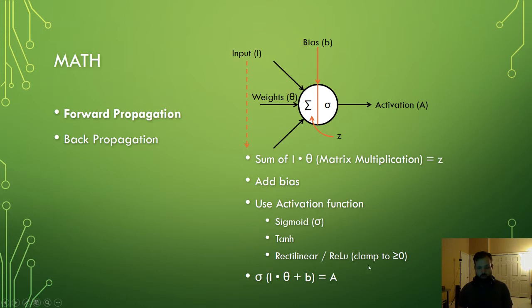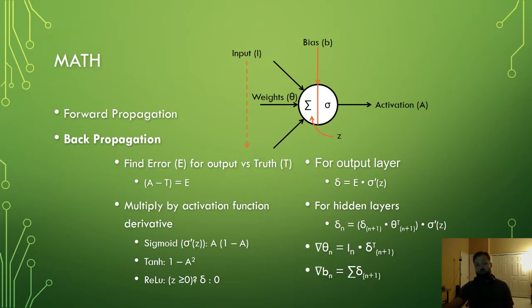So this is where we get our math from at the bottom here. We've got our inputs multiplied by theta, which is our weights. We add in our bias, and we feed that into, in this example, the sigmoid activation function. And that gives us our activation, or output, depending on what layer we're in.